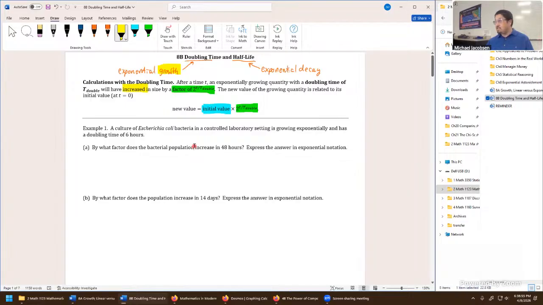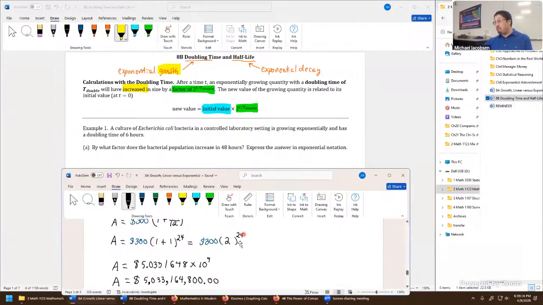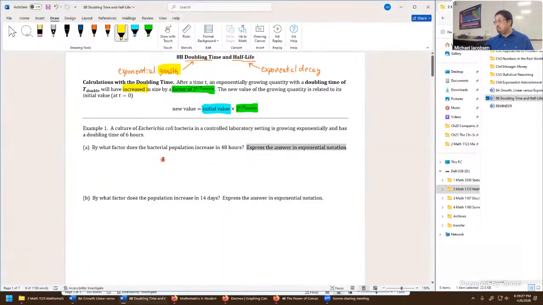So part A says, by what factor does the bacteria population increase in 48 hours? And in MyLab, I duplicated the notes here in the homework as well. They're really specific. They want exponential notation. That's pretty much what we were doing right here. The factor that the amount increased by to Quicksand Financial was just the 2 to the power 24. So if we did this problem in 8B, that would have been the answer to part A. So all we have to do here is use the factor for doubling time.